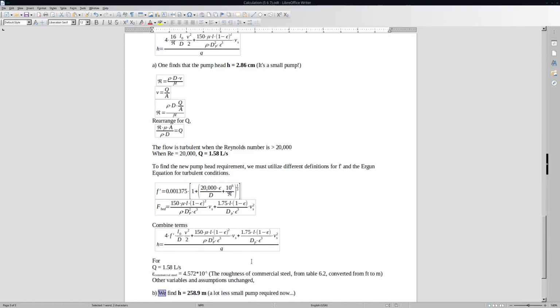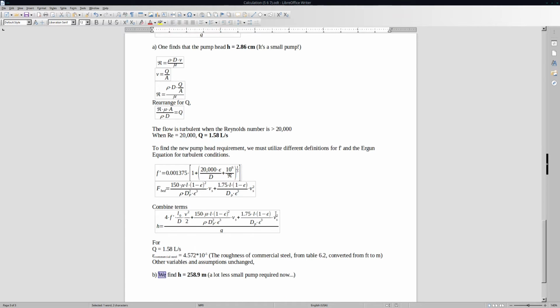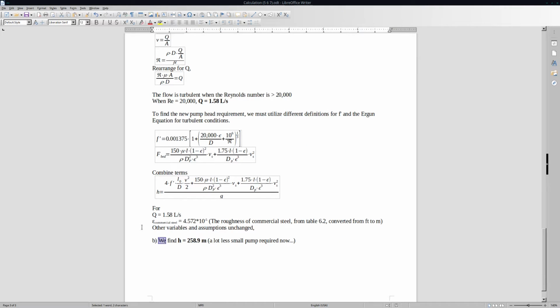And then we need to find the new pump head requirement for this turbulent flow regime. We utilize different definitions for the friction factor in the Ergun equation due to the turbulent conditions, which again fulfills the turbulent requirement for internal fluid flow and flow through porous media. And we come out with this combined equation for pump head. So we find here that pump head is going to be equivalent to 258.9 meters, which is a much bigger pump, sort of shows the level that this second part of the problem is realistic.